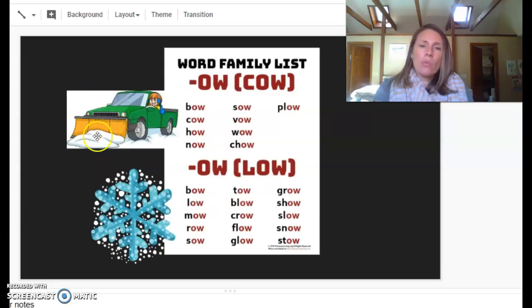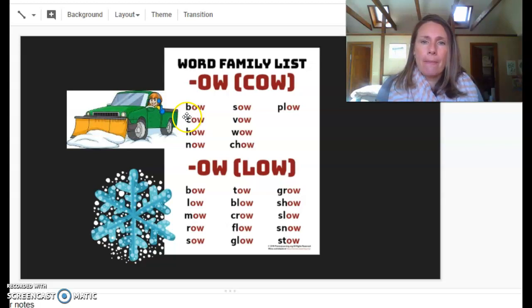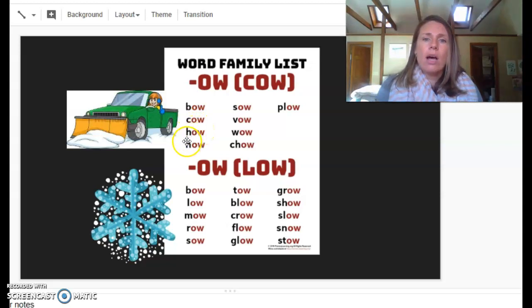Let's look at some different words. So up here, this is the plow. All of these OWs say ow, like plow or cow. And these ones down here say oh, like snow or low. Okay, so now that you know all of these ones up here are going to say ow, you only have to blend the first letter into it. So let's try reading them together. Bow will go down. Cow, cow.